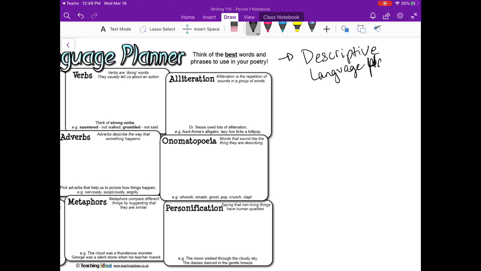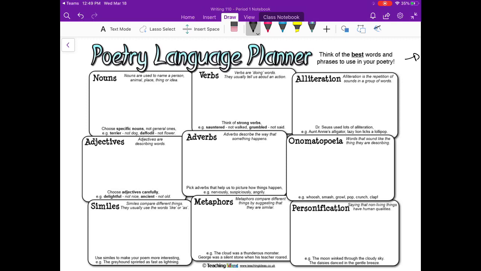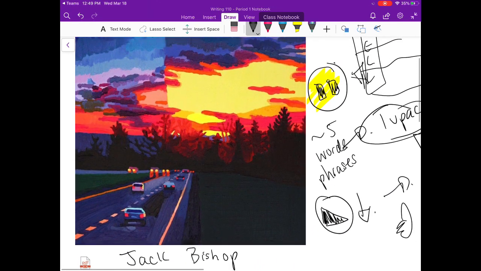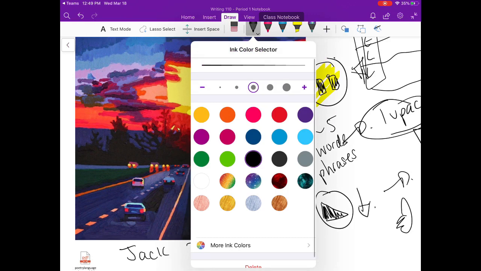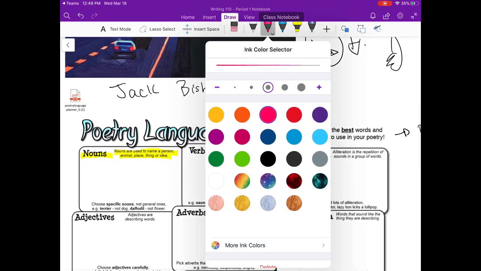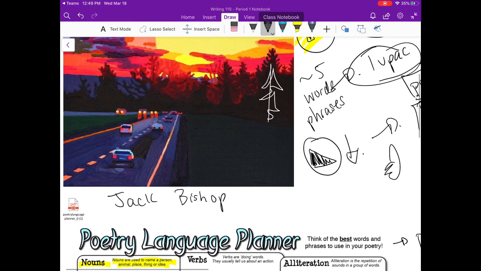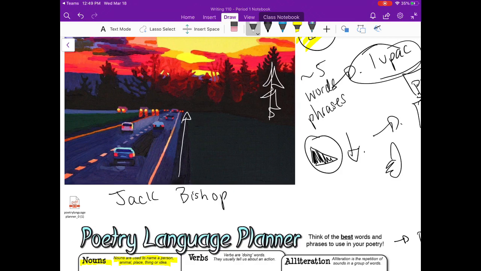Okay, so let's go through the first things. I'm going to pick some ones that are a little bit easier first. Let's start with nouns. Nouns are used to name a person, animal, place, thing, or idea. Some nouns that we see in here, and I won't write them all down, I'll give you maybe one or two examples. I'm going to use white because it's dark. The first one I might do is trees. Let me do black here, right? So a tree might be something I see, okay? Another thing that I might see is the road.